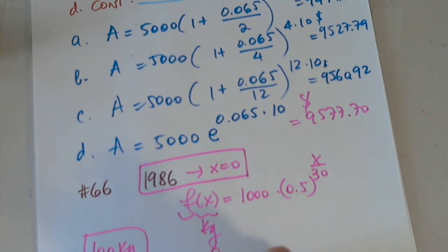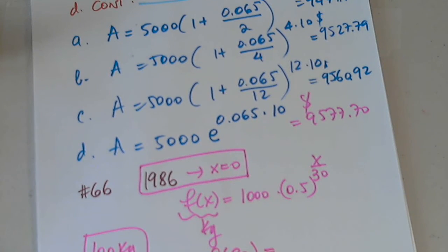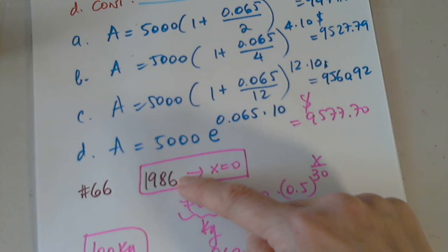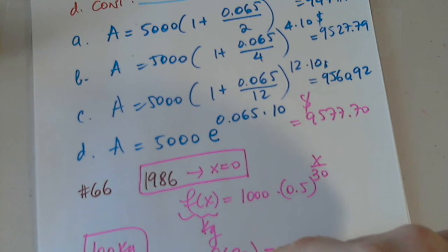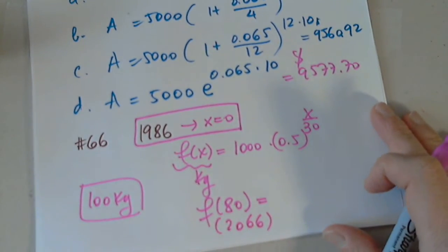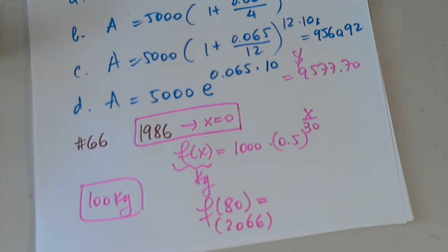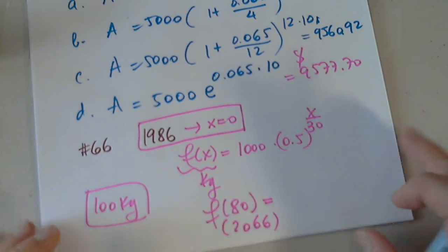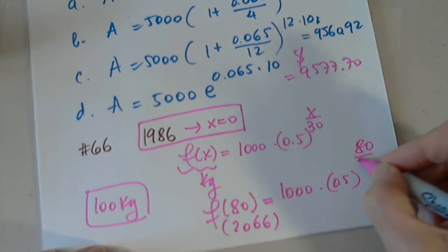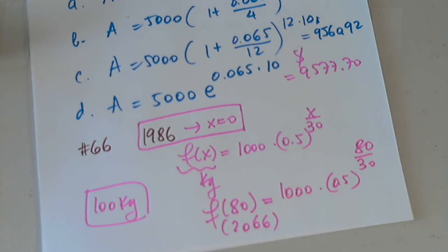Find f of 80, which is 80 years since 1986. So what year is it? 2066. Okay, that's the same thing, right? So the question is, find f of 80 and determine if Chernobyl will be safe for human habitation by 2066. I don't have to do anything. I can never do this by hand.